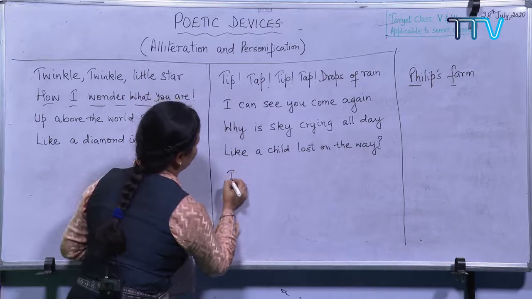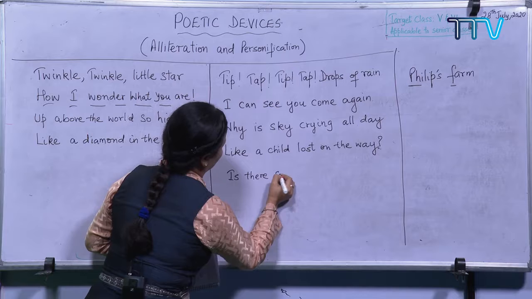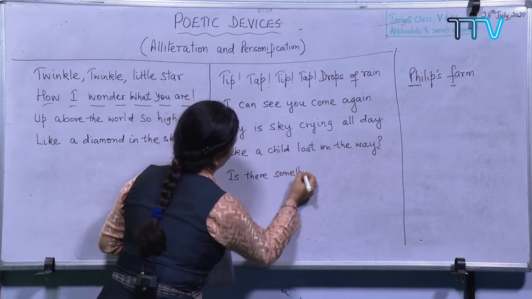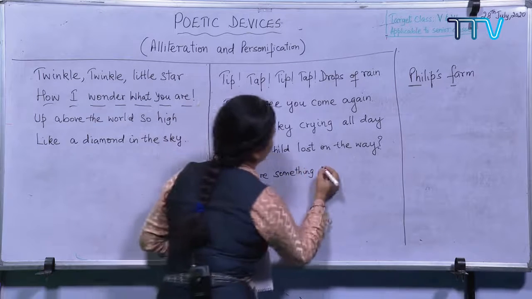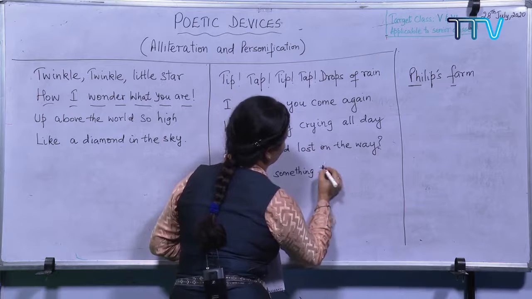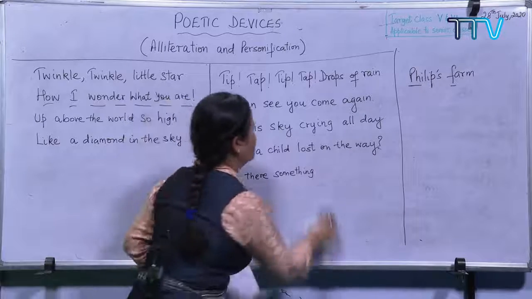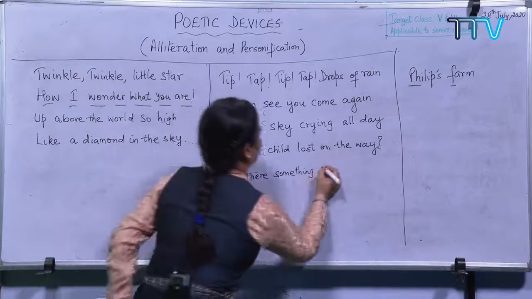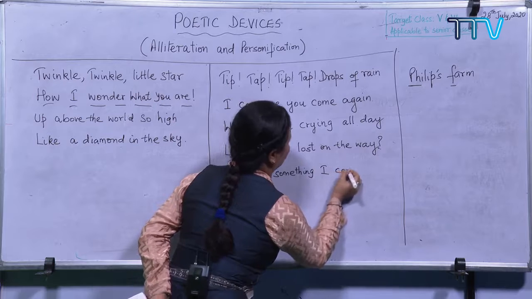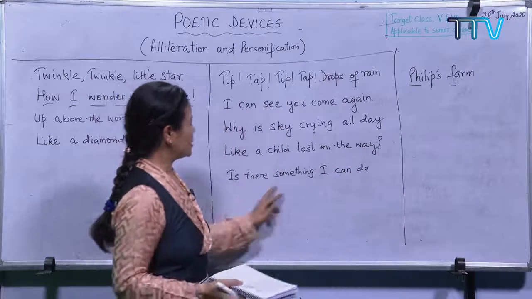Okay. Is there something? This is the way I write I, okay? Or if you are not comfortable, I can write this way. And I want to tell the students, okay, is there something I see?